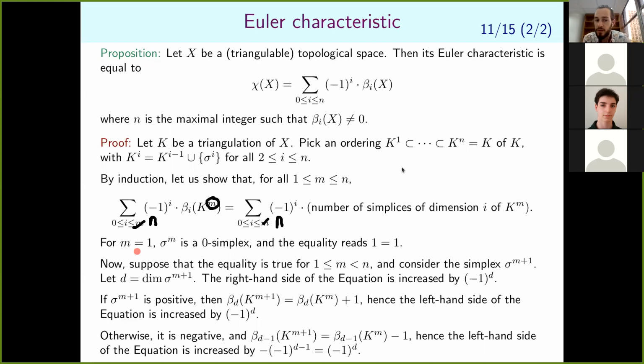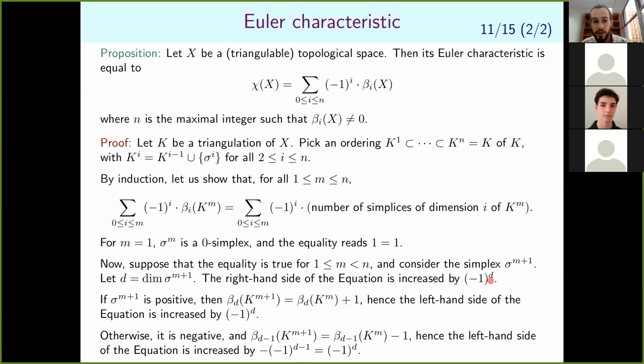So we add a simplex, sigma m plus 1. Either it is positive or it is negative. In any case, the term on the right in the equation here is increased by (-1)^d, where d is the dimension of the simplex. Okay, we want to show that it is the same here.